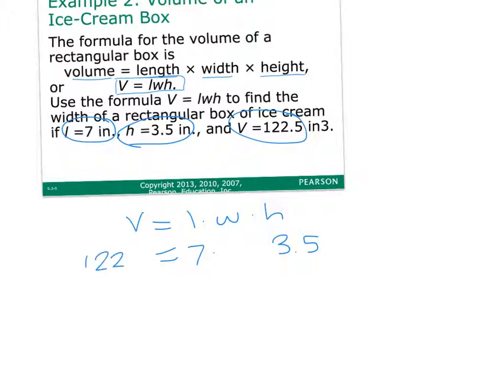You can just leave the label off. Don't let that label confuse you. You can just leave it off. So the only variable they did not tell us was the width, and that's what they want us to solve for.